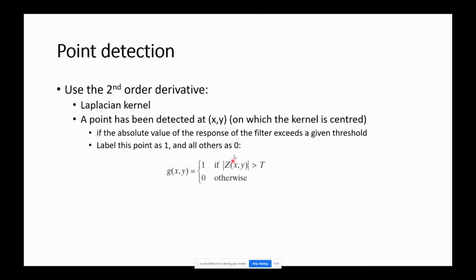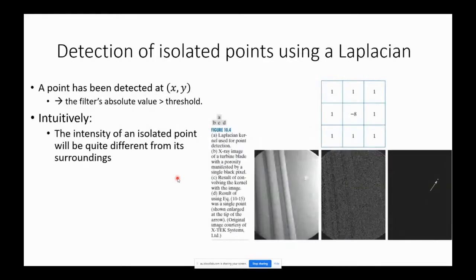So using this kind of idea, if the result of the Laplacian is greater than a particular threshold, I say that this pixel will receive a value 1 or 255, depending on how you are labeling these pixels, and the other pixels I'll just put the value 0. Okay, so a point has been detected at x, y if the filter's absolute value is greater than a threshold. So again, it is the Laplacian kernel here. Do you remember this Laplacian kernel? And passing this kernel here.